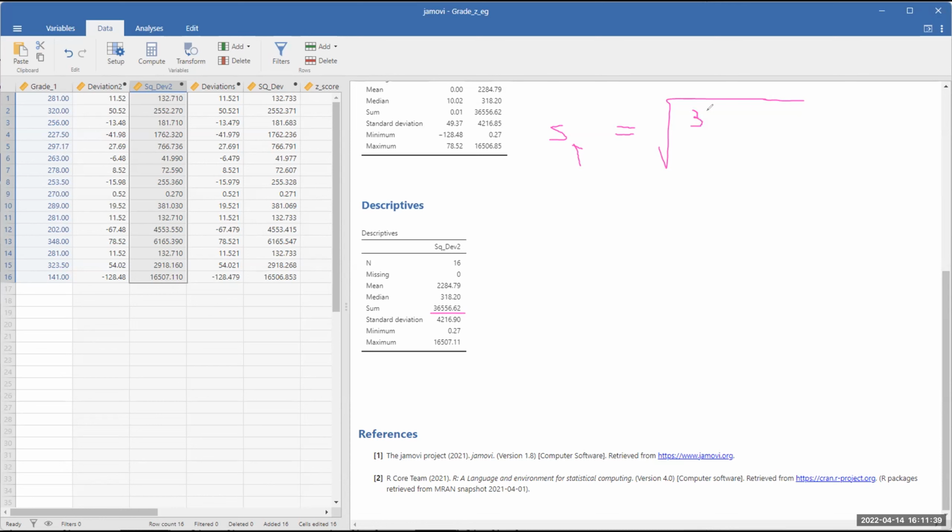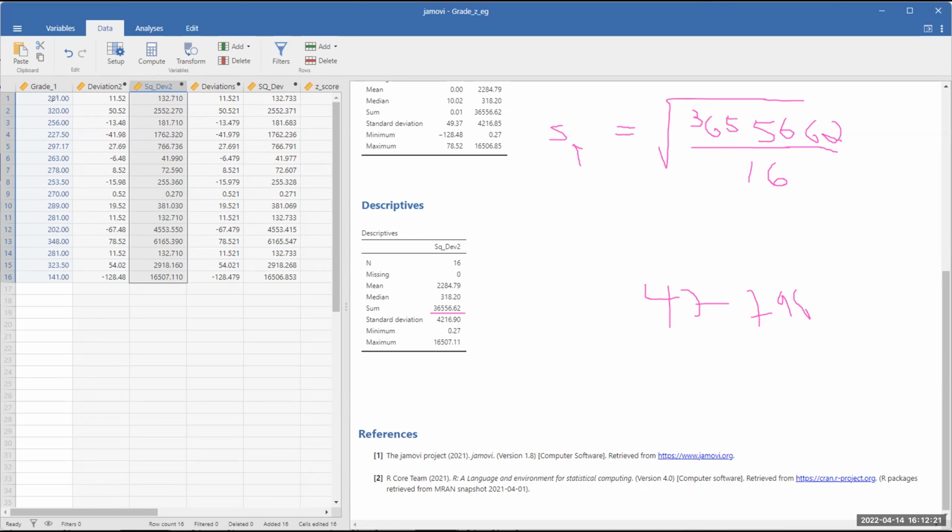And so we do 36556.62 divided by n, which is 16. Okay, then you take your calculator out and you calculate that, which is 36556.62 divided by 16 equals, and then we take the square root of the answer. And we can get it's 47.799 here. Okay, and so then you plug that into the z scores.